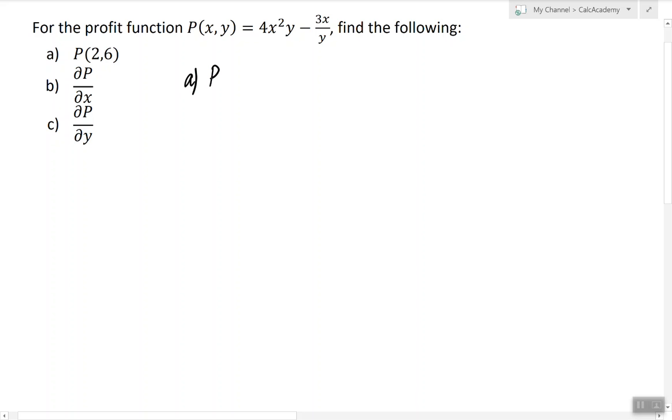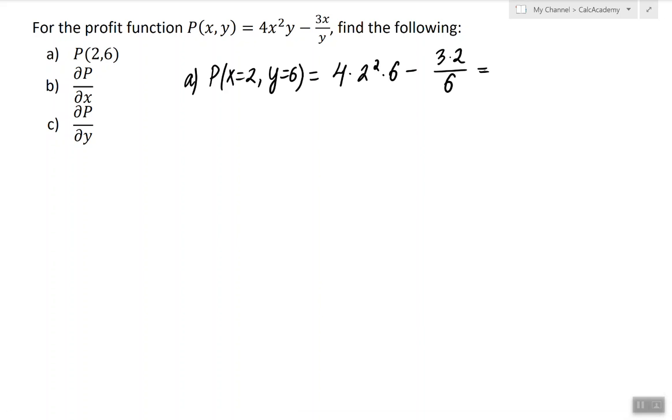When it's written like that, that means we plug in x equals 2 and y equals 6 into the definition of the function. So in our case, we replace x with 2 and y with 6 to get this expression. So we get 4 times 4 is 16, 16 times 6 is 96, and 96 minus 6 over 6, which is 1. So the value of this function at (2, 6) is 95.